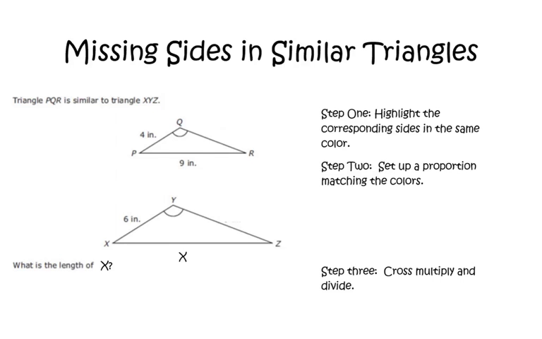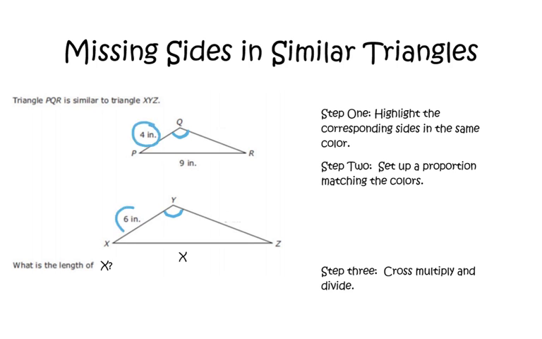This video is for missing sides in similar triangles. So your steps to finding your missing side lengths is to highlight corresponding sides in the same color. How you match these sides up is you look for the angles. When you see these little loops like this, that means these two angles are the same, they're congruent. So you can kind of match up that way.